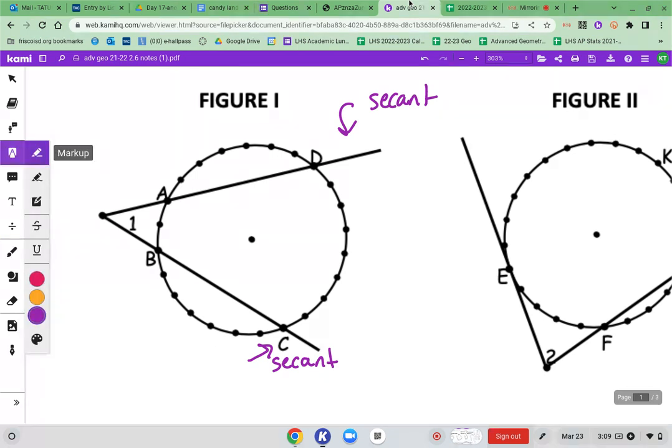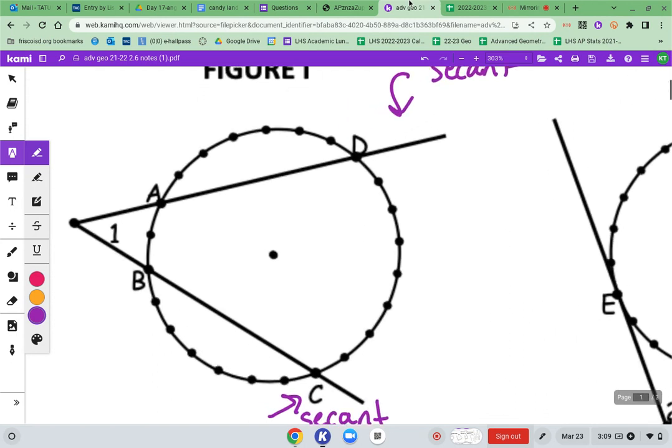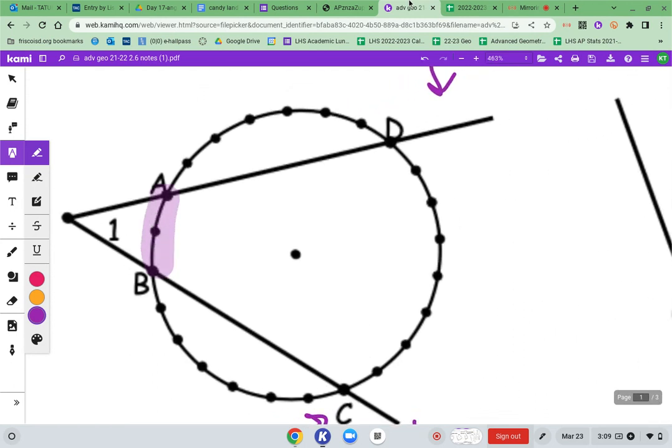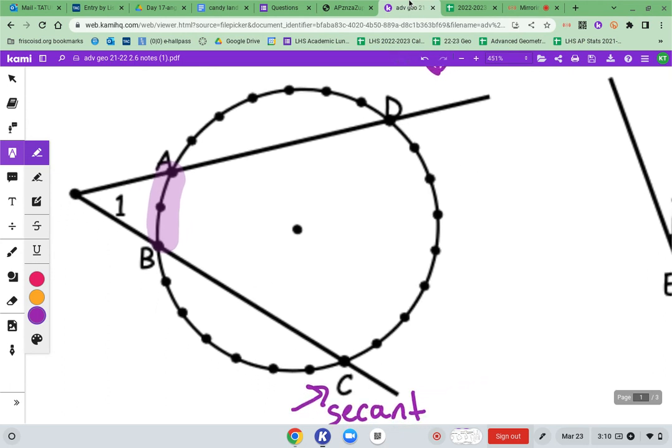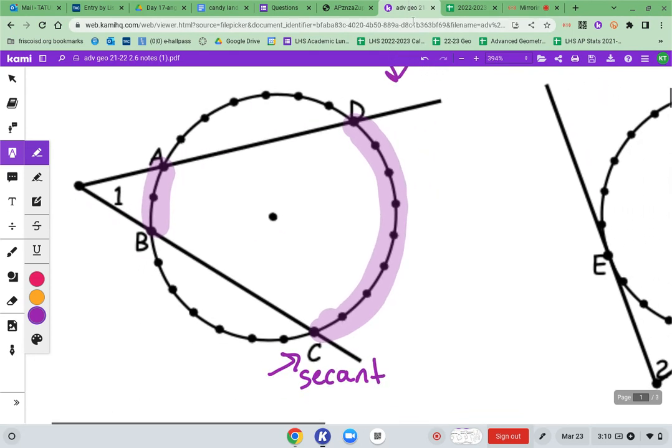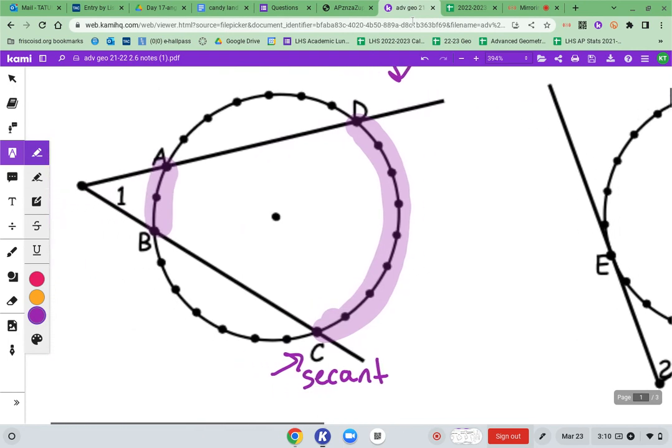So this is where I'm going to take my highlighter and highlight both arcs that it intercepts. So the first one is that it intercepts arc AB, so you can highlight that on your paper too. And the second one I'm going to highlight is arc DC. I know that these arcs are being intercepted because they're in between my angle arms, like the rays of my angle. Okay, so you go ahead and highlight on figures 2 and 3, and then we'll check it in a second.